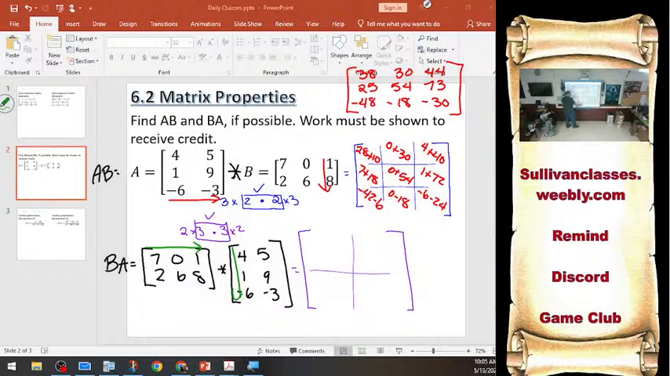Row 1 with column 1 for element 1, 1. 28, 0, and -6. Row 1, column 2. 35, 0, and -3. Row 2, column 1. 8 plus 6 minus 48. And finally, row 2, column 2. 10, 54, and -24.